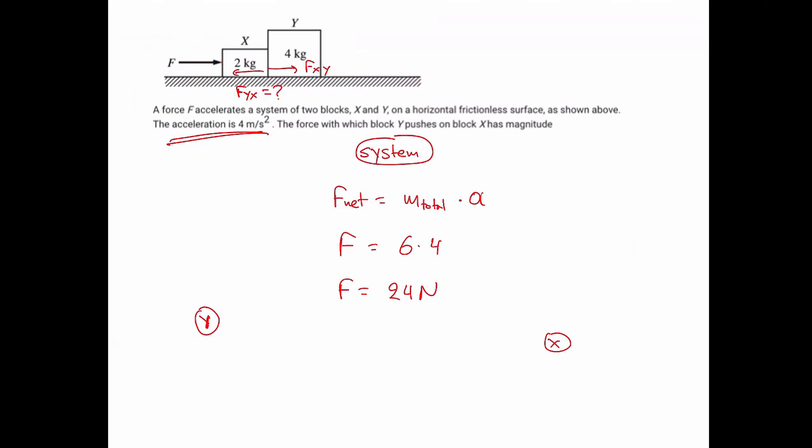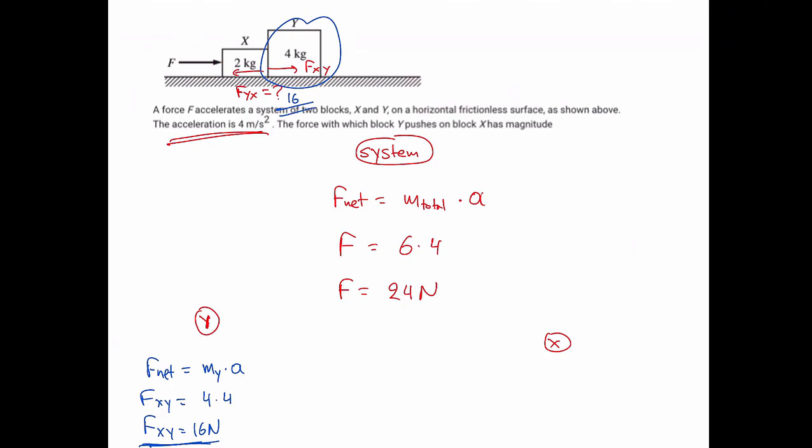So if we work for object Y, we can find that the F net on object y is equal to the mass of object y multiplied by the acceleration. The only force that is applied on object y is the force from x to y. It is equal to 4 times 4. So this means that the force from x to y is equal to 16 Newton. And since this is the action, the reaction will also be 16 Newton.